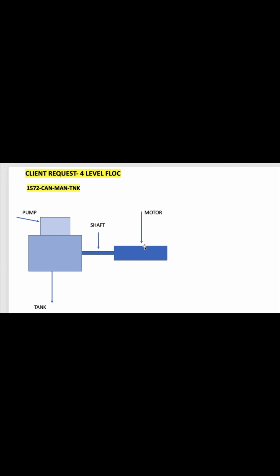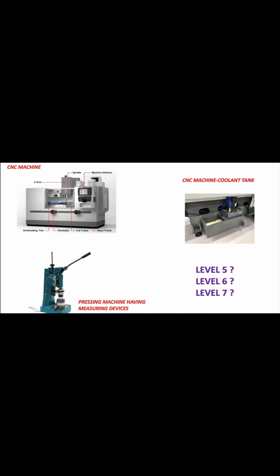Let's look at another example. So one more example here for you. Okay, so looking at the screen, you can see we have a CNC machine and the pressing machine. So let's assume we have a client company, okay, that has a CNC machine, which is this, and it also has a pressing machine.